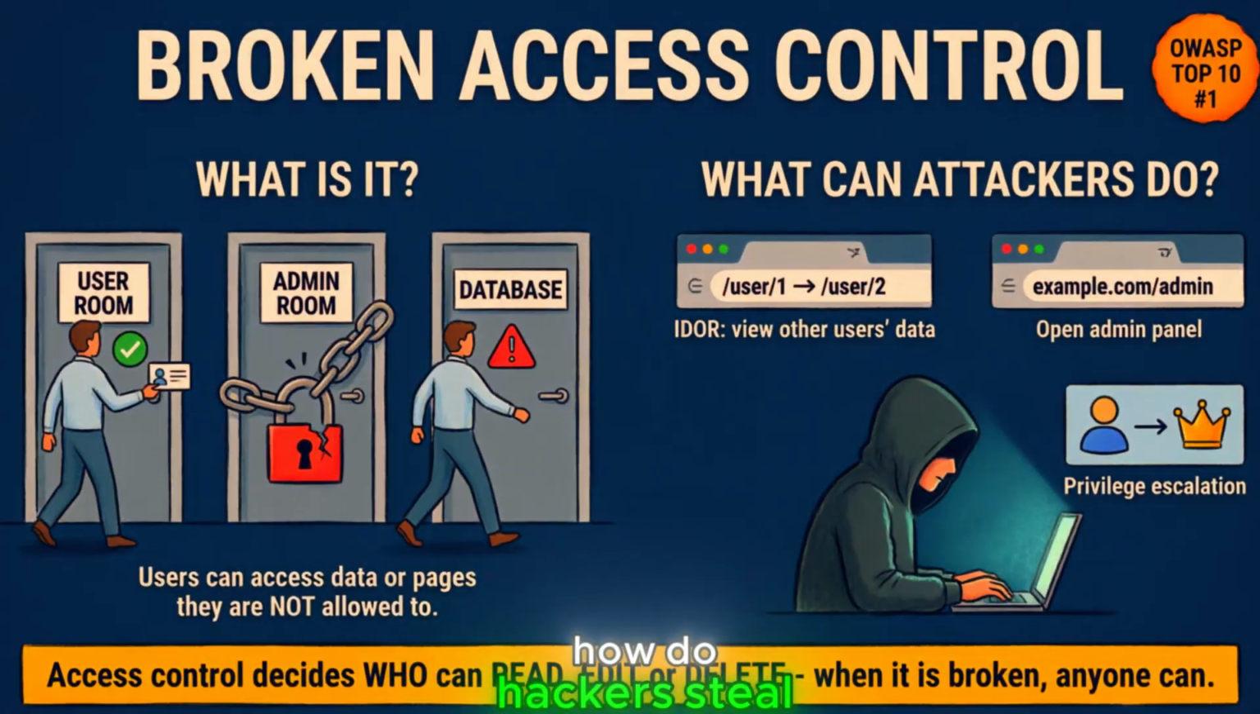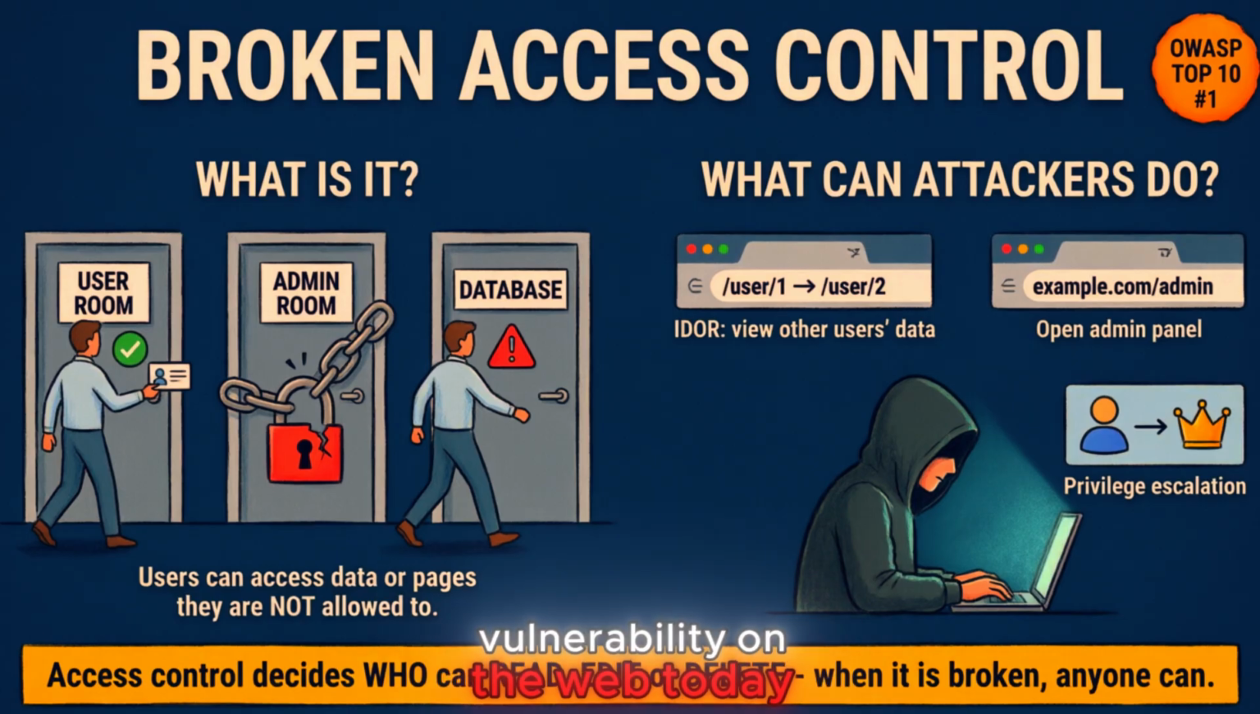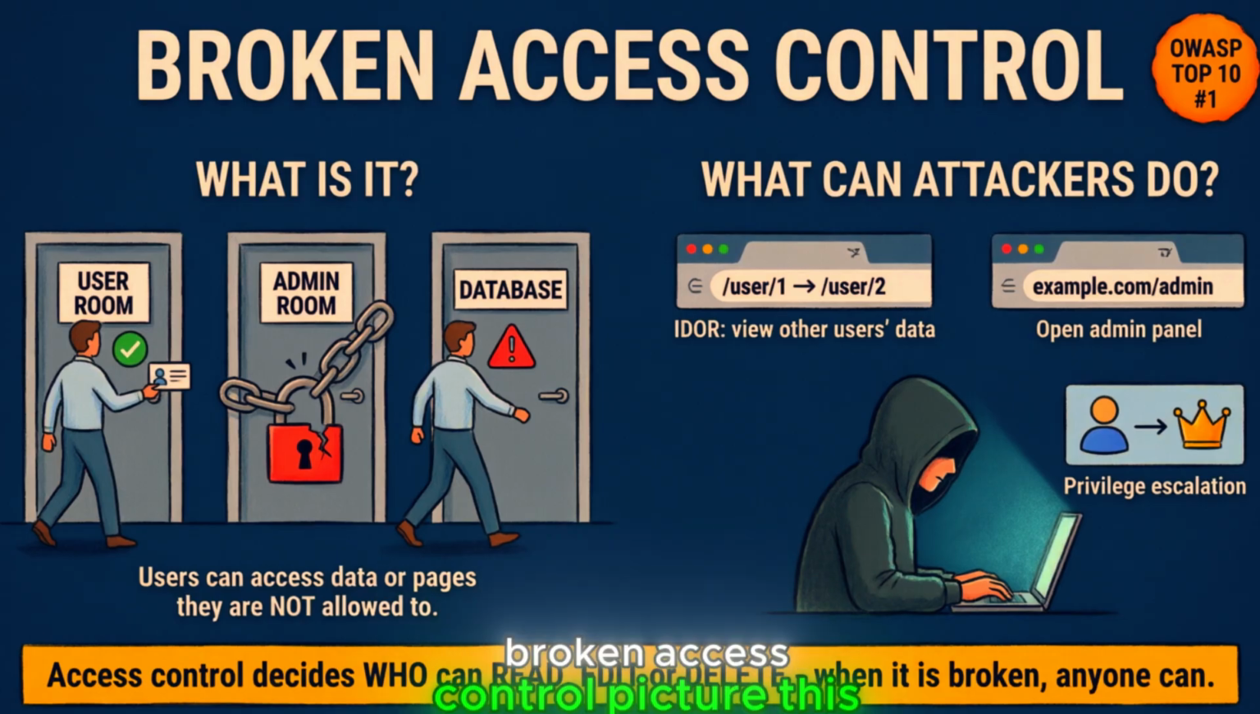How do hackers steal 10 million highly sensitive records without writing a single line of complex code? Well, by simply opening digital doors that were left completely unlocked. Welcome to this explainer, where we're going to dive straight into the most widespread, damaging, and honestly shocking vulnerability on the web today: broken access control.